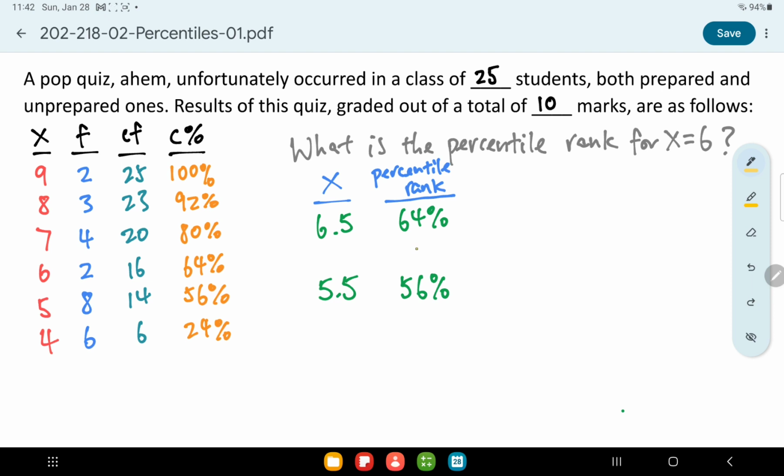So right here, this is the question mark. This is what we're trying to figure out, as relevant to x equals 6. You with me so far? And very similar to the previous procedure, because looking at where 6 is in relation to 6.5 and 5.5, it's right smack in the middle with the same number of units.